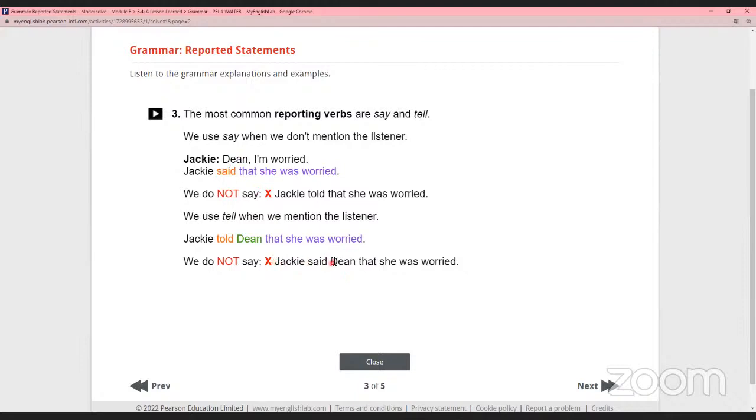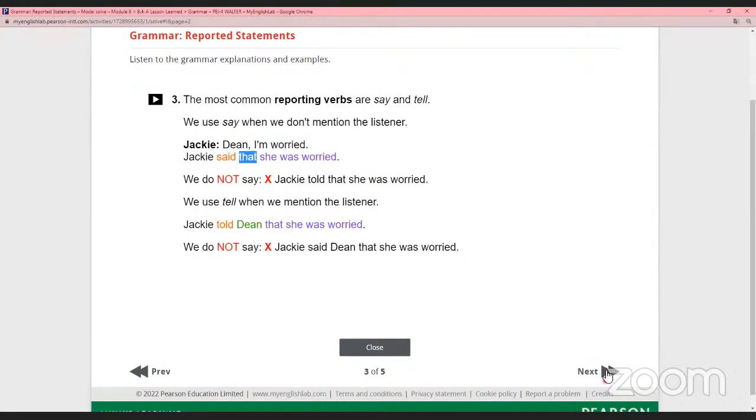And in this one, "Jackie said" is incorrect because I mentioned the listener, right? So let's remember the use of said: we're going to use it when we don't mention the listener. Okay? Is there any question maybe? Maybe it's correct if I say Jackie said she was worried, without that. Yes. So you can leave out the word that or not. It's up to you. There is no problem.